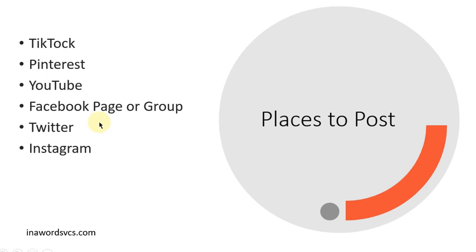So here's some of the places to post. Now, this is totally not an all exclusive list, but you can post to TikTok, Pinterest, YouTube. You can, if you have a Facebook page or a group, you can do live streams. And live streams are really, really popular. It's a really great way for you to interact with your audience. And you can do question and answer. You can do workshops. You can run contests. You can do lots of different things with your Facebook page or with your group. Twitter is also another place that you can post your content, and of course, Instagram.